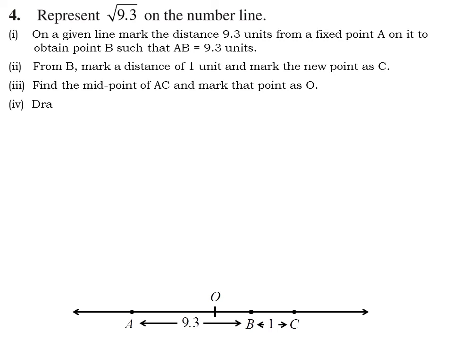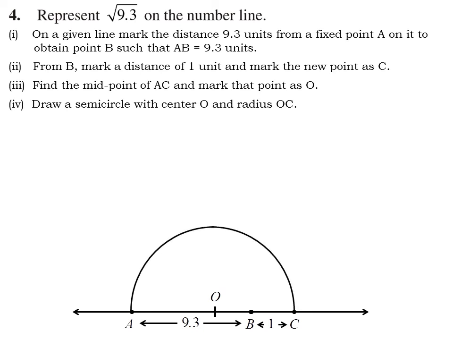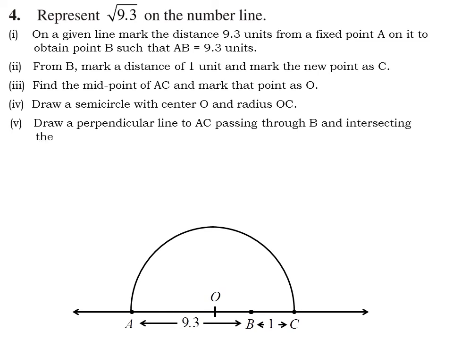Now the next step: draw a semicircle with center O and radius OC or OA. So I am drawing a semicircle with center O and radius OC. Next, draw a line perpendicular to AC passing through B, which intersects the semicircle at point D. So we are drawing a line perpendicular to AC that intersects the semicircle at D.